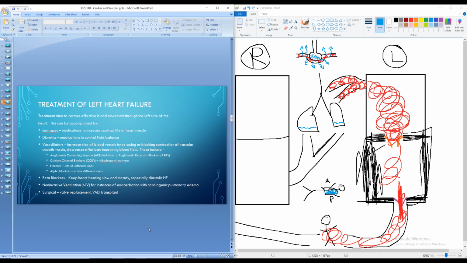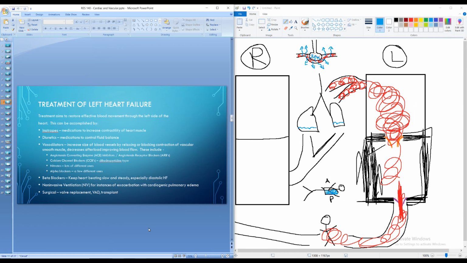to certain areas. Calcium channel blockers, there's actually a couple different types of those that we'll learn about. The one we're focusing on is the dihydropyridine type of calcium channel blocker. I think they also do sometimes use those for patients with pulmonary hypertension as well, but classically we see those a lot with left heart failure patients.